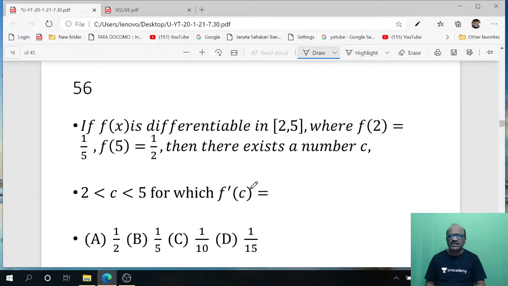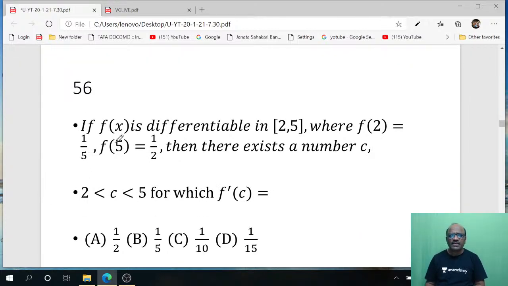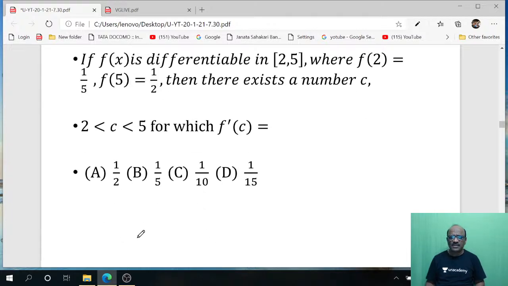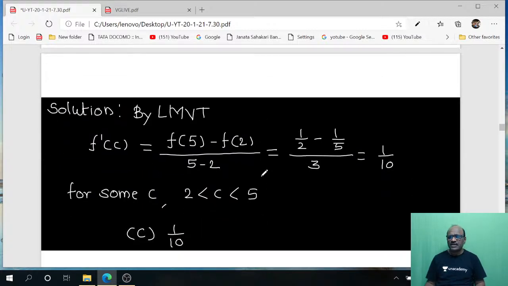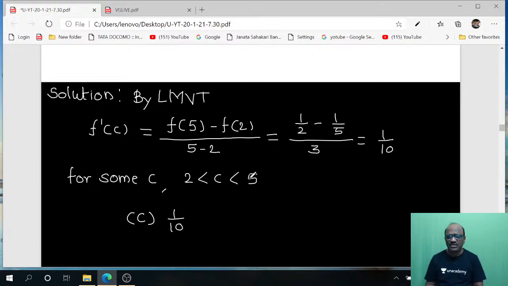Okay, now the next question. If f of x is differentiable in the closed interval 2 to 5, where f of 2 is 1 upon 5, we have given its value, f of 5 is again 1 upon 2, there exists a number c which lies between 2 to 5. Then what is the value of f dash of c? The first option is 1 upon 2, B is 1 upon 5, C is 1 upon 10 and D is 1 upon 15. Now again, here is Lagrange's mean value theorem.